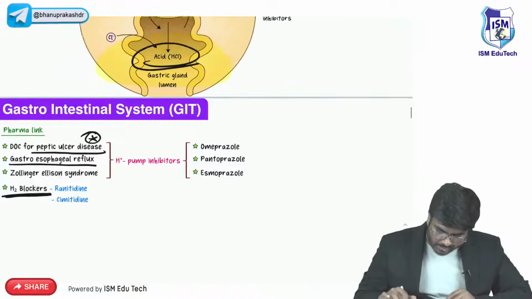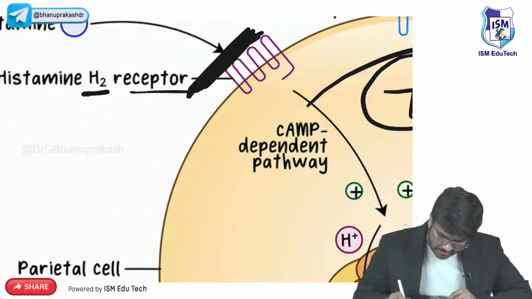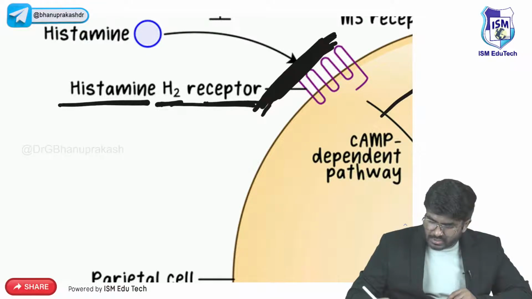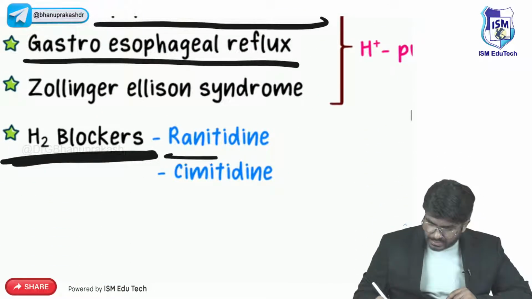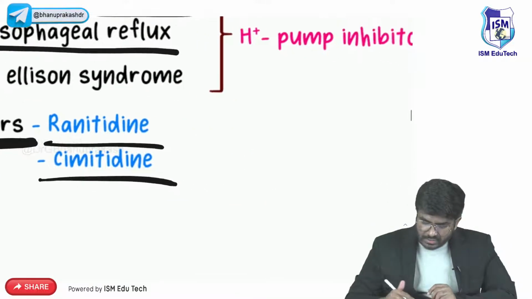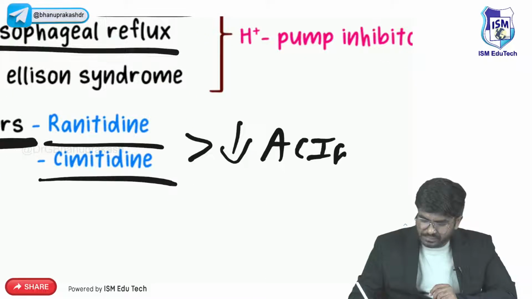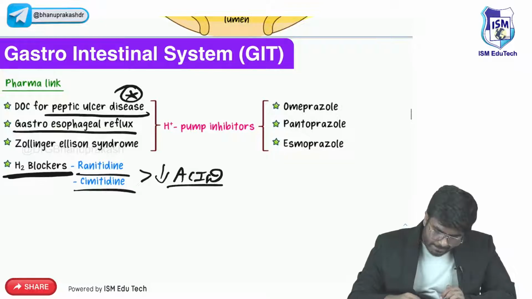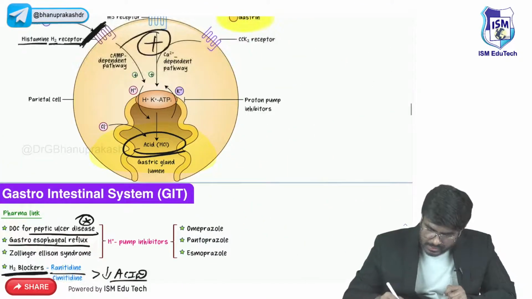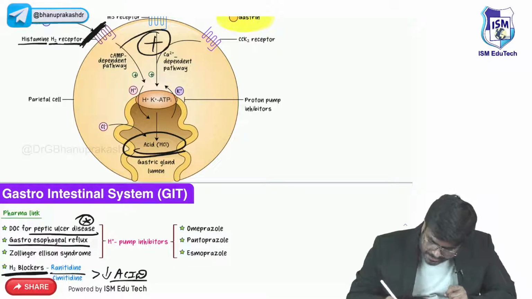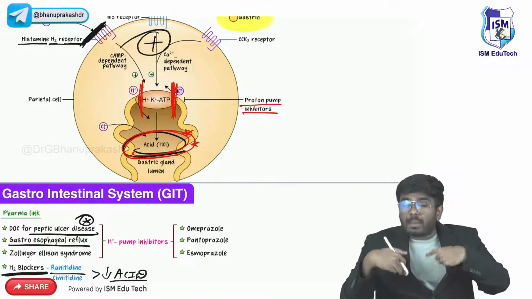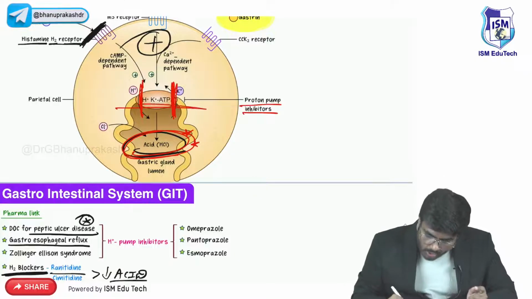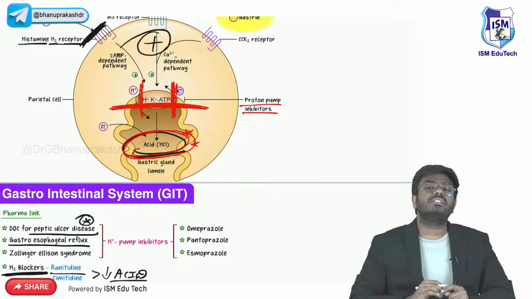H2 is the name of this receptor, the histamine H2 receptor. You can block this H2 receptor. So drugs like ranitidine and cimetidine are the H2 blockers. What will they do? They will decrease the acid production. Okay, done. Next point: this parietal cell is producing acid, but from which pump? There is a pump called the proton pump. Via the proton pump, acid is being released. You can block this proton pump so that acid release decreases.